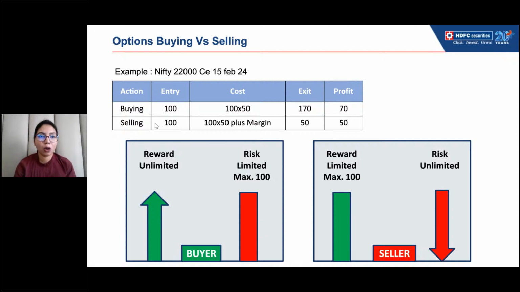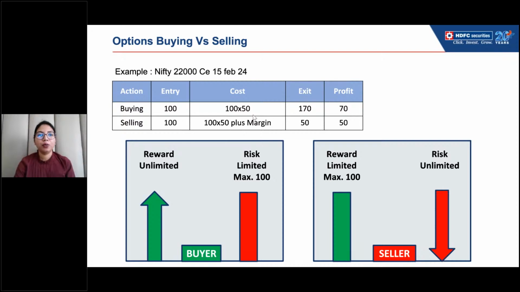But if you have sold this call, which means that you have a bearish view, but let's say that your analysis went wrong and a bullish movement came in the market, then this 100 can become 200, 500, 1000, 10,000. This can become anything, right? There is no capping on upside. So in this case, your loss will be unlimited, right?